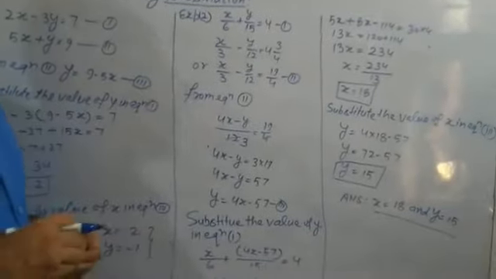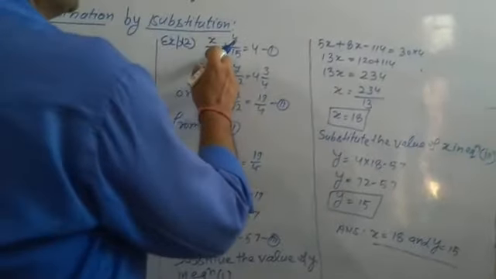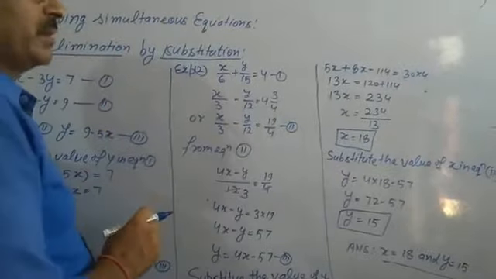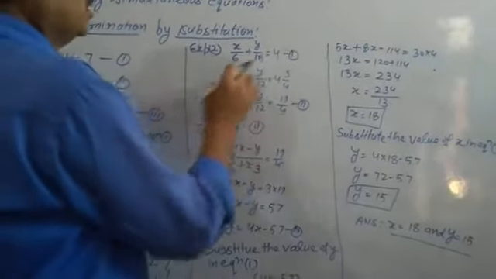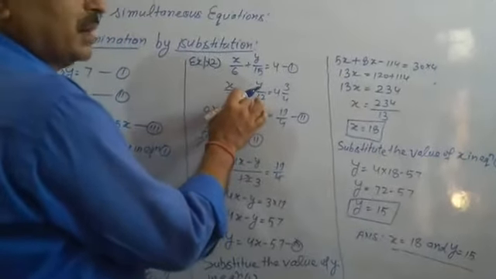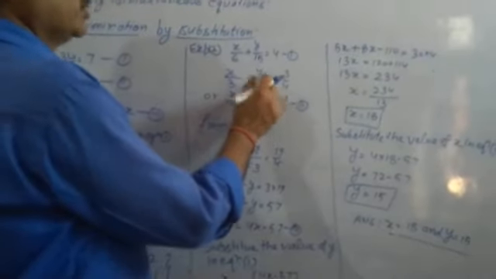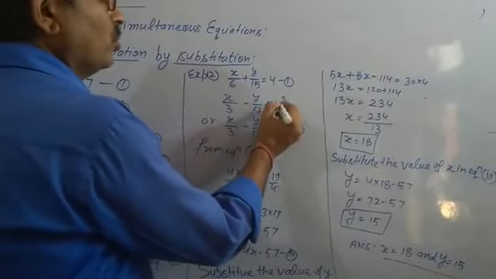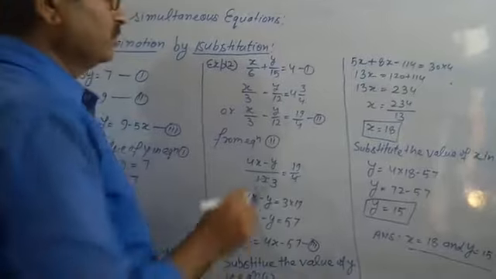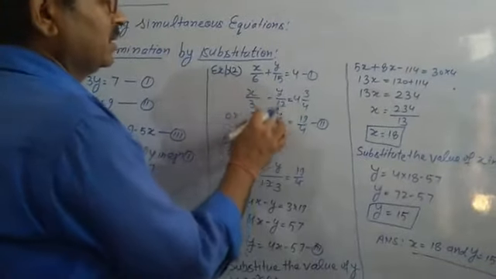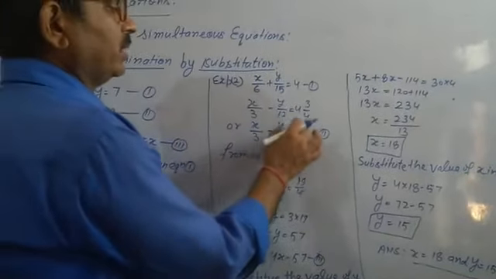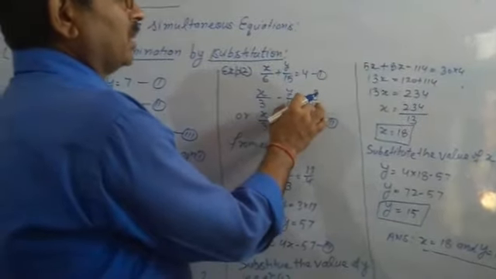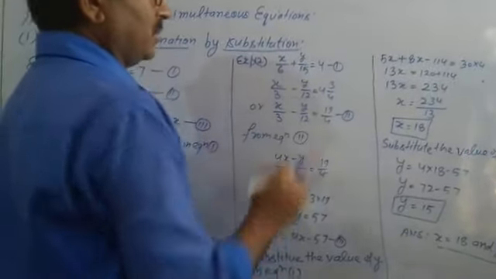Now example 2. x by 6 plus y by 15 equal to 4, equation 1. x by 3 minus y by 12 equal to 4 whole 3 by 4, or x by 3 minus y by 12 equal to 19 by 4.